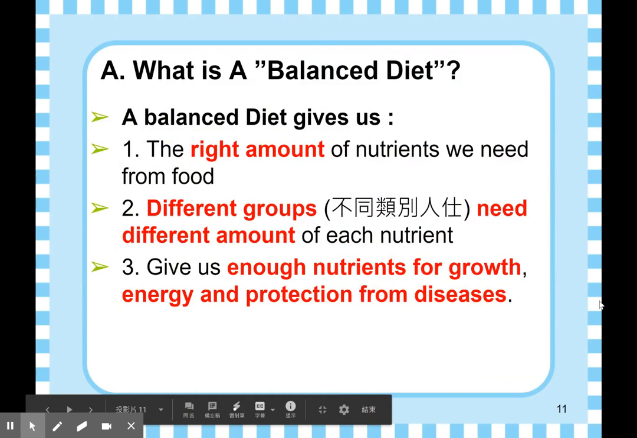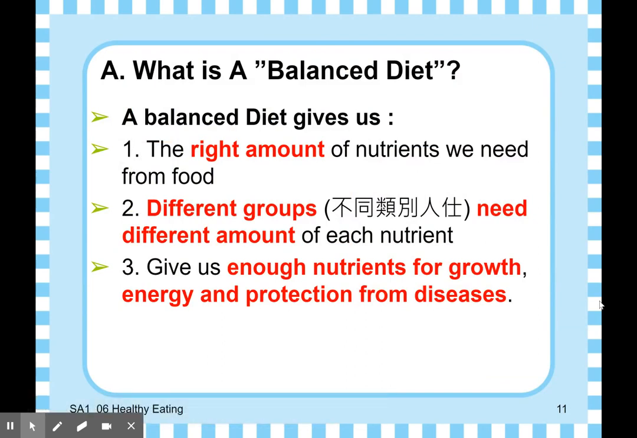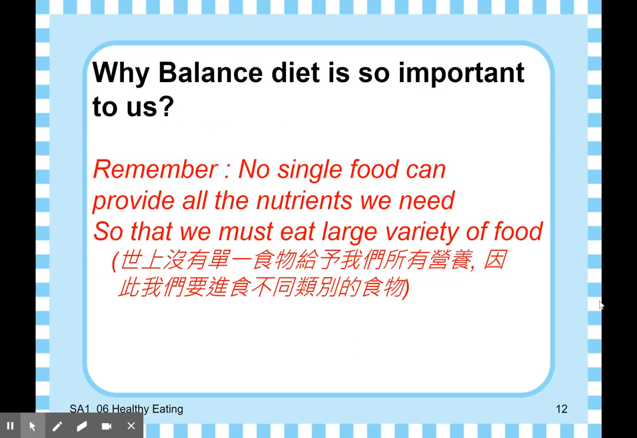And let's look at the meaning of a balanced diet. A balanced diet gives us the right amount of nutrients which we need from food. And remember, different groups need different amounts of each nutrient. Also, a balanced diet will give us enough nutrients for growth, energy, and protection from disease. And you'll find that there is no single food that can provide all the nutrients we need. So remember, you need to eat different kinds of food so that we can absorb a variety of different nutrients from the food.